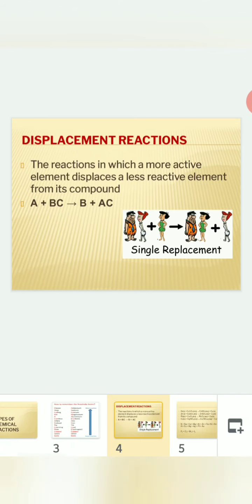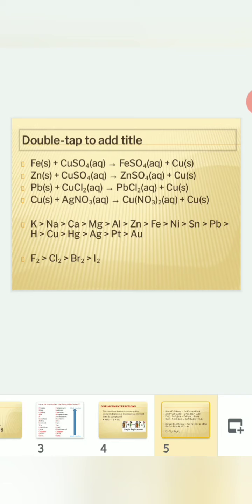Next you will have equations of displacement reaction. Wherever it is possible, reaction will happen because it is based on the reactivity series. The more reactive metal will displace the metal from its salt solution which is less reactive. So over here, iron plus copper sulfate gives you FeSO4 plus copper. Here copper is less reactive than iron. You can see in the reactivity series, that's why it can displace copper from its salt solution, that is copper sulfate. So there will be a formation of ferrous sulfate and copper.